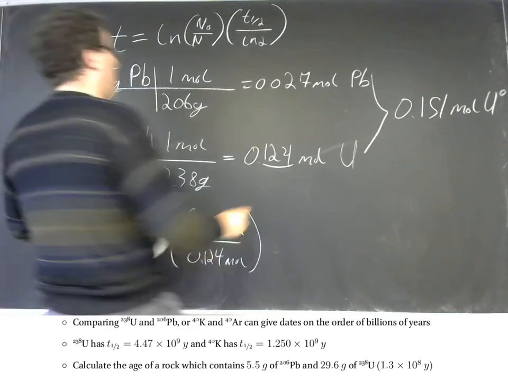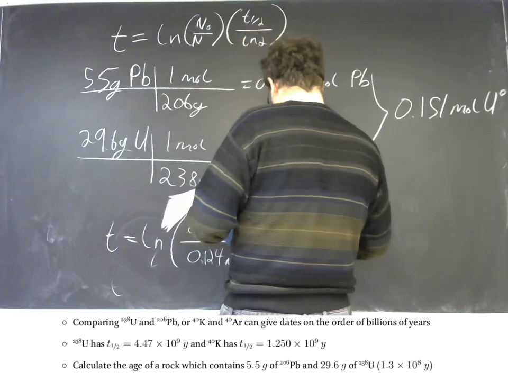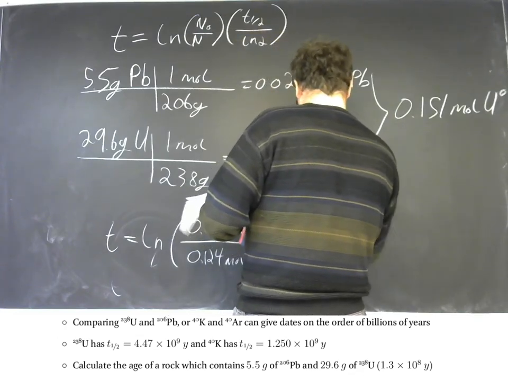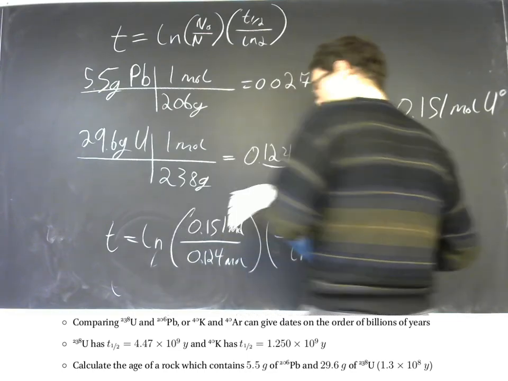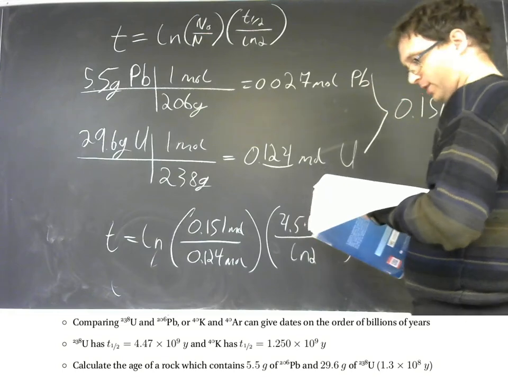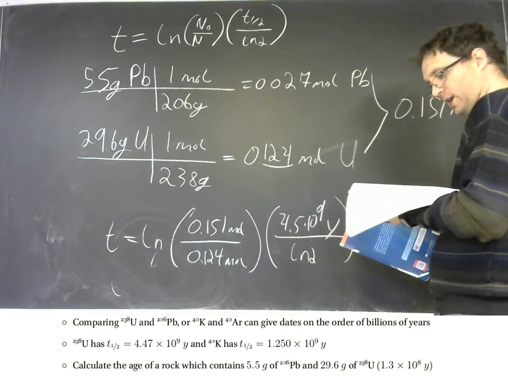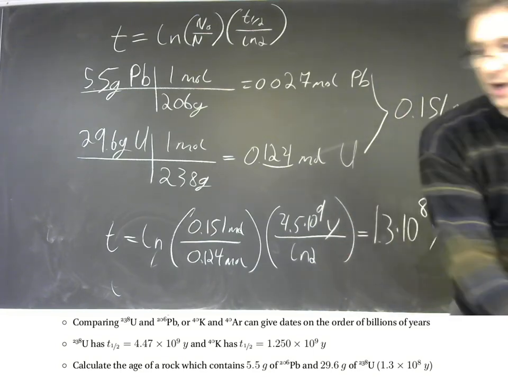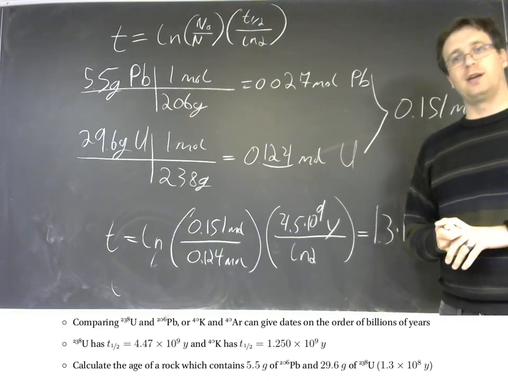And then the half-life is 4.5 times 10 to the 9th years. We'll put natural log of 2 down there. And in the end, that is going to equal 1.3 times 10 to the 8th years, or in other words, 130 million years. That's how old your rock is.